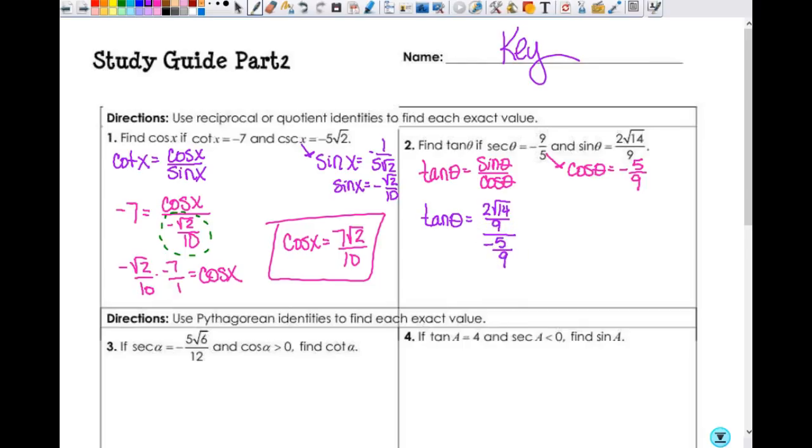Now, since this is the fraction I want to actually simplify, I take 2 square root of 14 over 9 and multiply by this reciprocal, which is negative 9 over 5. And then the 9's cancel out, so that gives me 2 square root of 14 over 5, and that's negative. So tangent theta is equal to negative 2 square root of 14 over 5.